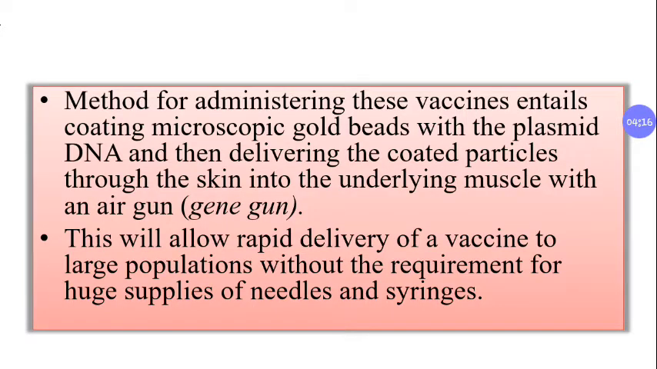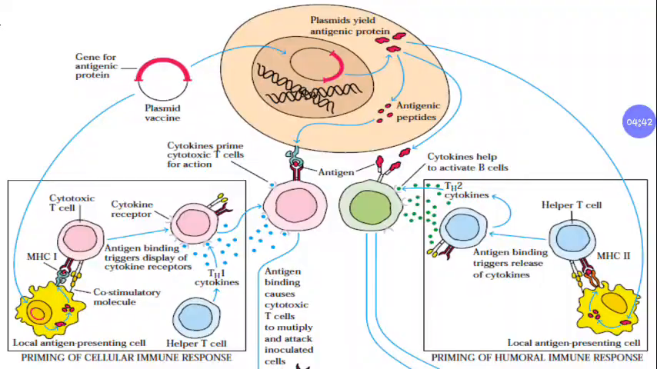One method for administering these vaccines entails coating microscopic gold beads with the plasmid DNA and delivering the coated particles through the skin into the underlying muscles with a gene gun. This will allow rapid delivery of a vaccine to large populations without the requirement for huge supplies of needles and syringes.